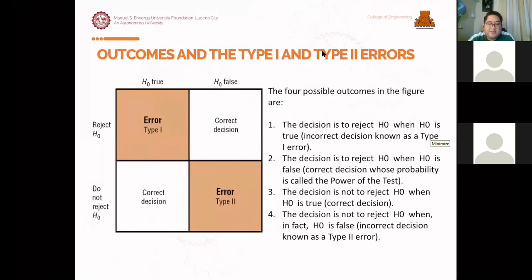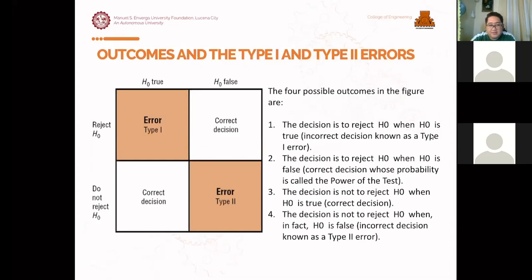So we have here on the left side a figure consisting of the rows, on the left side, reject the null hypothesis or do not reject, and the upper part, the columns, is that the null hypothesis is true and then the null hypothesis is false. Okay? So, there are four possible outcomes in that figure.